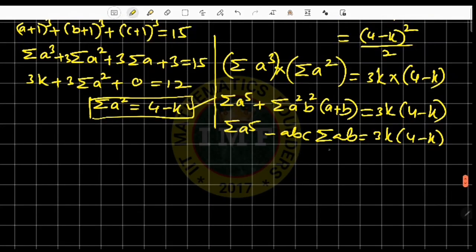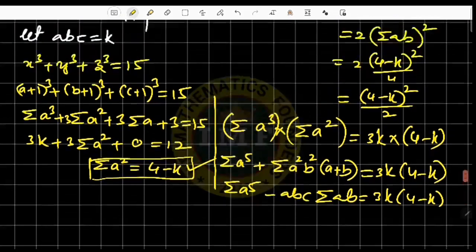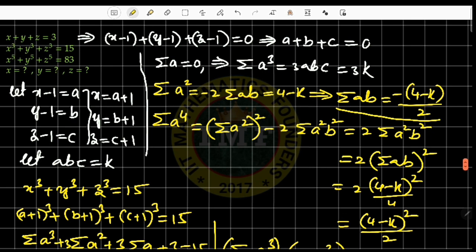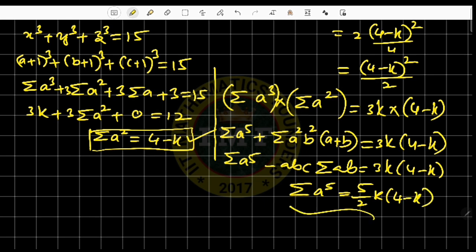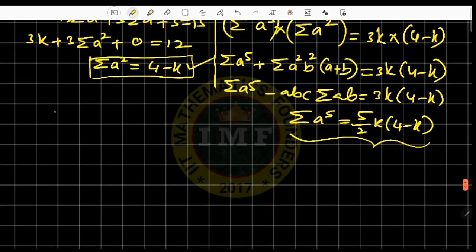On simplification, here you have the sigma AB value. Substitute that and simplify, and you are going to get the value of sigma a power 5 as 5 by 2 into k into 4 minus k. Now you have sigma a power 5. Let us take the third equation. What is our third equation? The third equation is x power 5 plus y power 5 plus z power 5, that is 83.